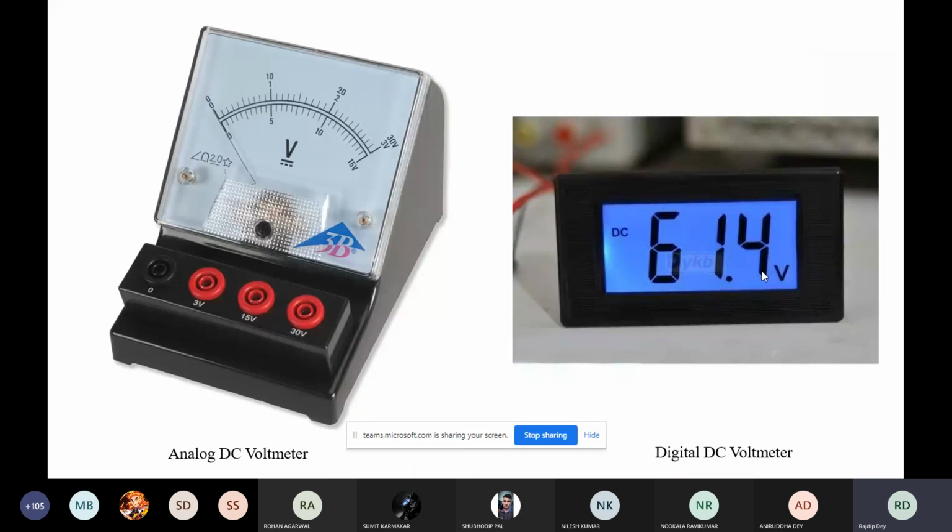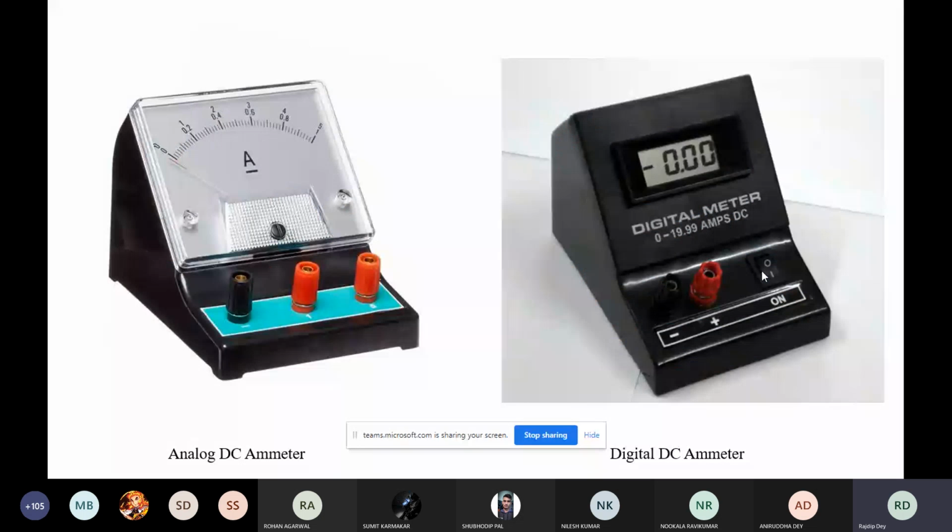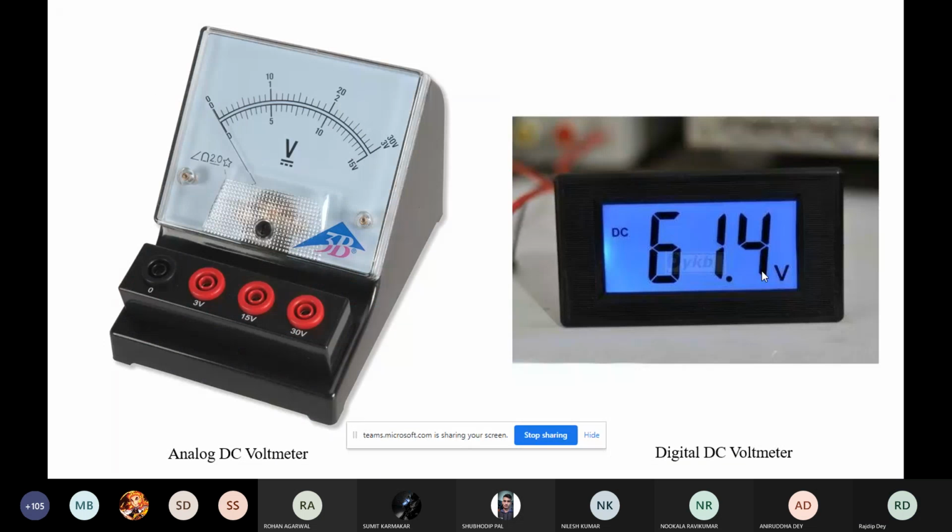So if you are coming to the lab, we will use this type of instrument. Here also you can see the voltmeter. This is the voltmeter and this is the ammeter. So they are both analog DC. So we can use analog also, we can use digital also. The digital one will give, you can get the reading very easily from the digital one.